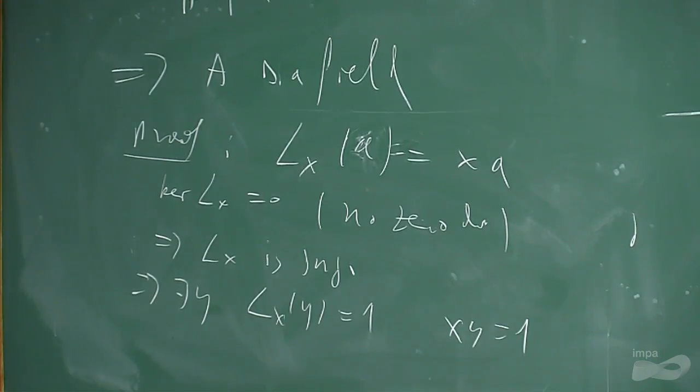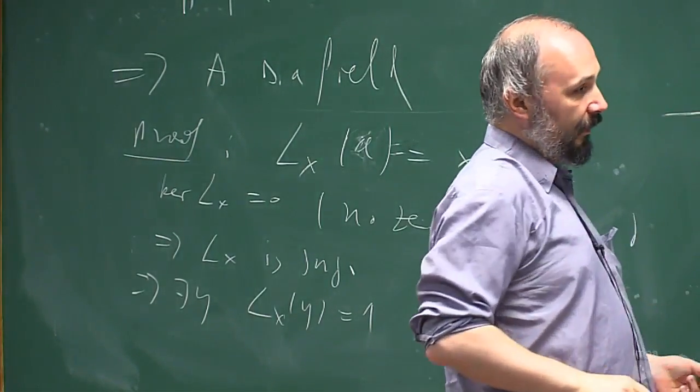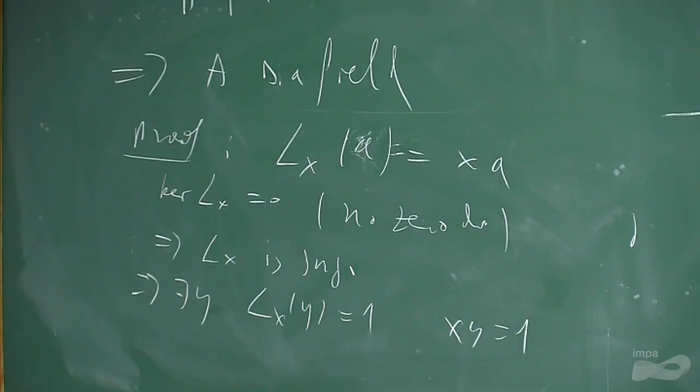Okay, so we discovered how to obtain fields from polynomials. So fields are more or less the same as irreducible polynomials. So let me state this precisely.